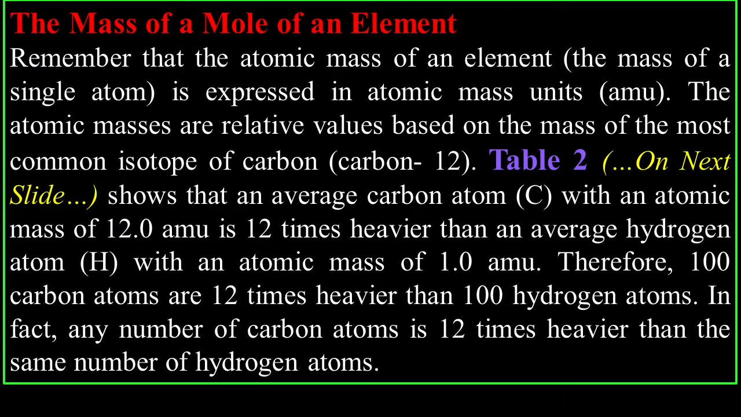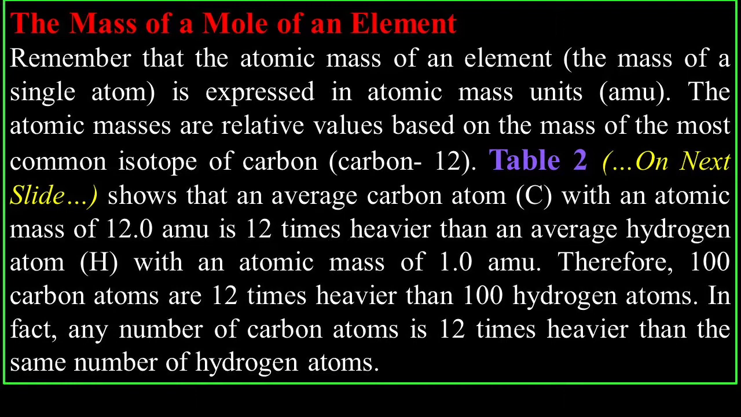Remember that the atomic mass of an element, the mass of a single atom, is expressed in atomic mass units. The atomic masses are relative values based on the mass of the most common isotope of carbon, which is carbon-12. Table 2 on the next slide shows that an average carbon atom with an atomic mass of 12 AMUs is 12 times heavier than an average hydrogen atom with an atomic mass of 1 AMU. Therefore, 100 carbon atoms are 12 times heavier than 100 hydrogen atoms.